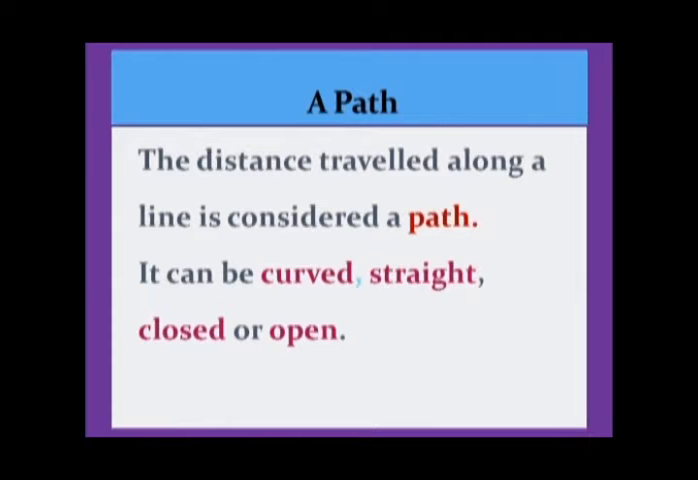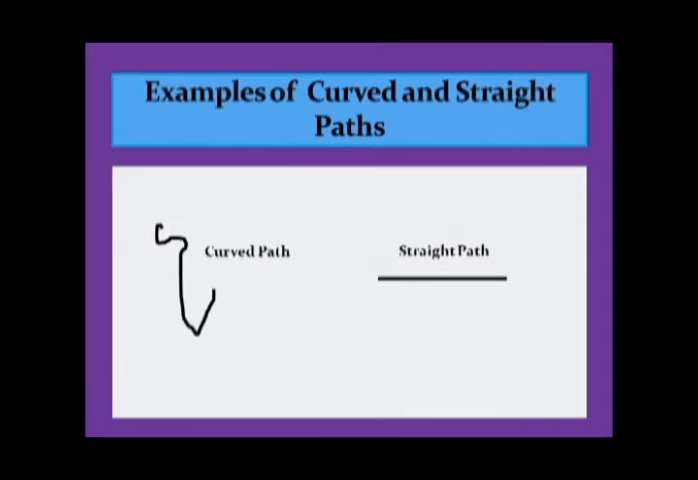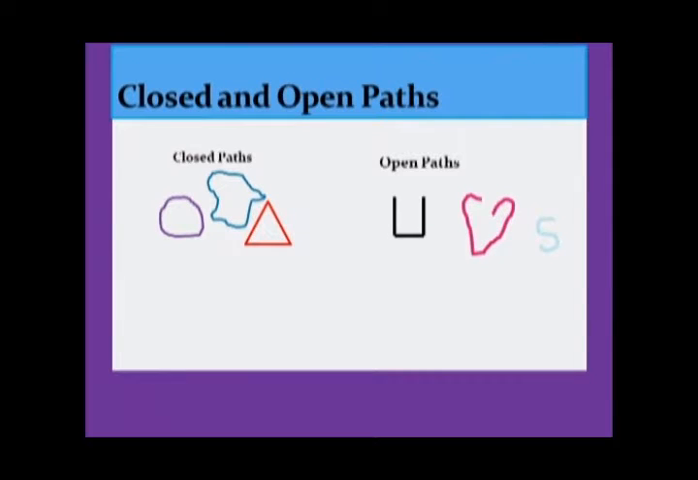What is a path? The distance traveled along a line is considered a path. It can be curved, straight, closed, or open. Here we have examples of curved and straight paths. Here we have examples of closed and open paths.